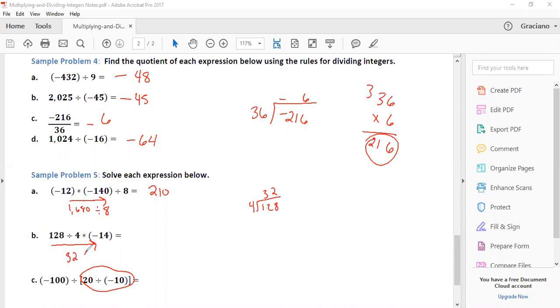And then we're going to multiply 32 by negative 14. So a positive number times a negative number is going to give us a negative answer. So we're going to do 32 times negative 14. We're going to get a negative answer. So your answer should be negative 448.